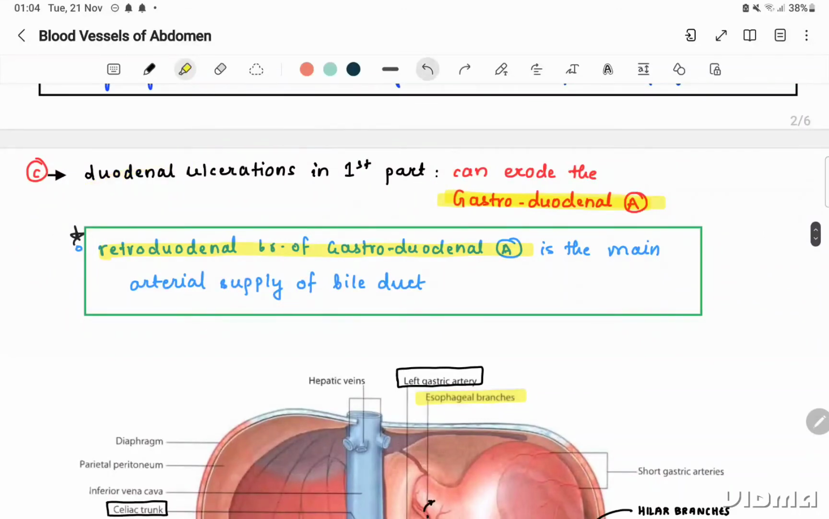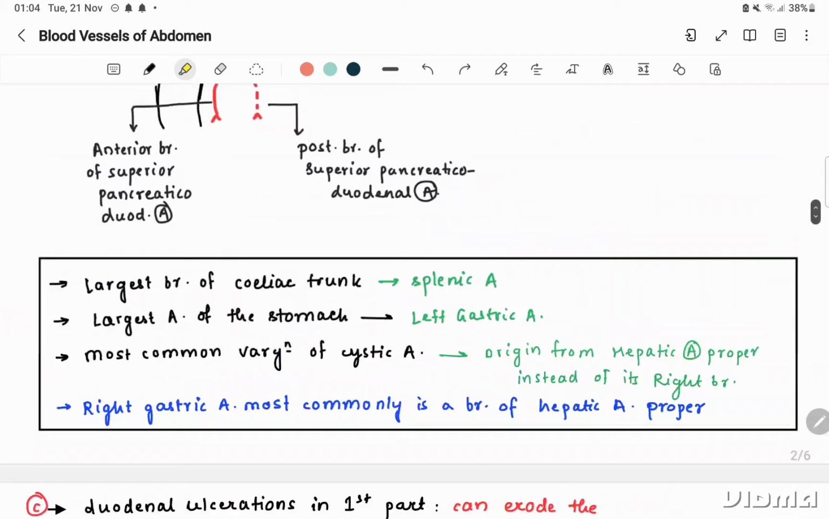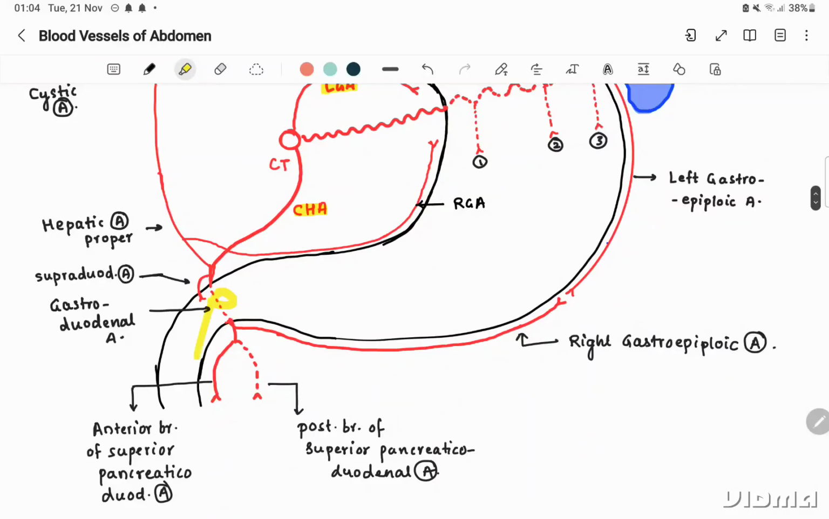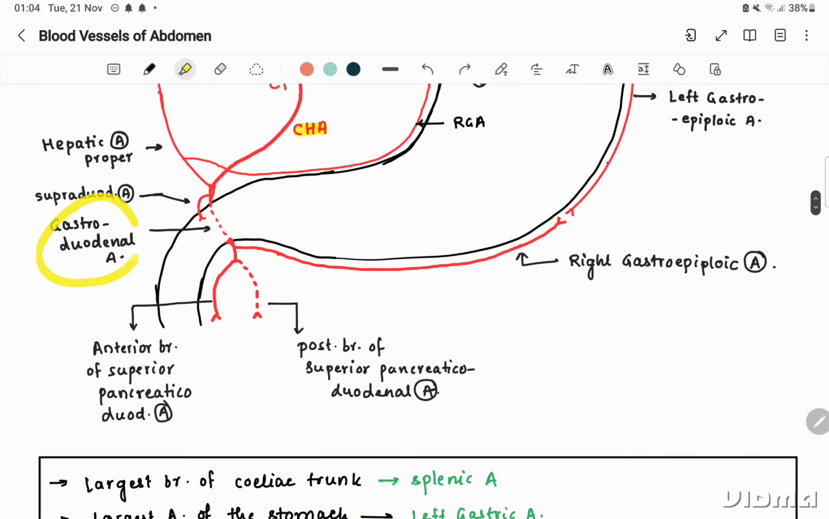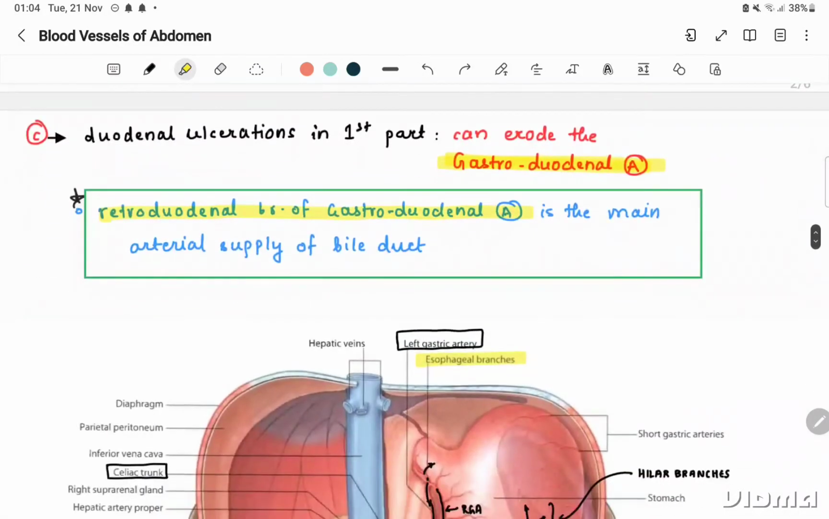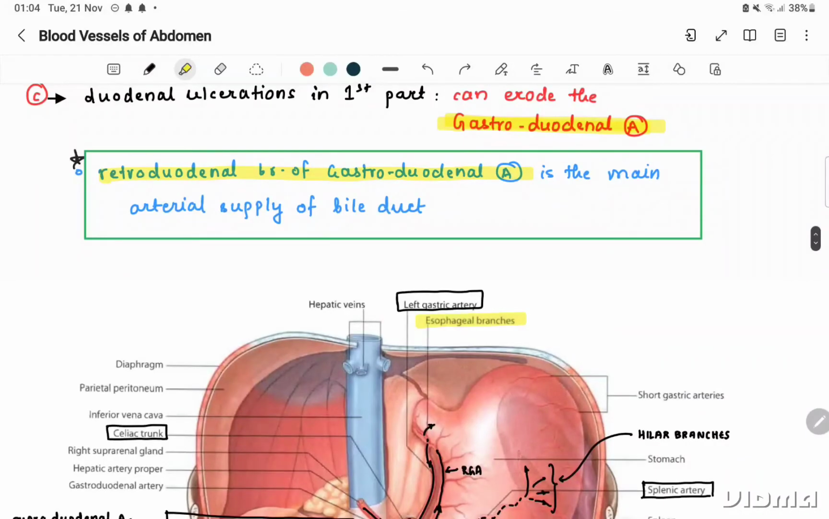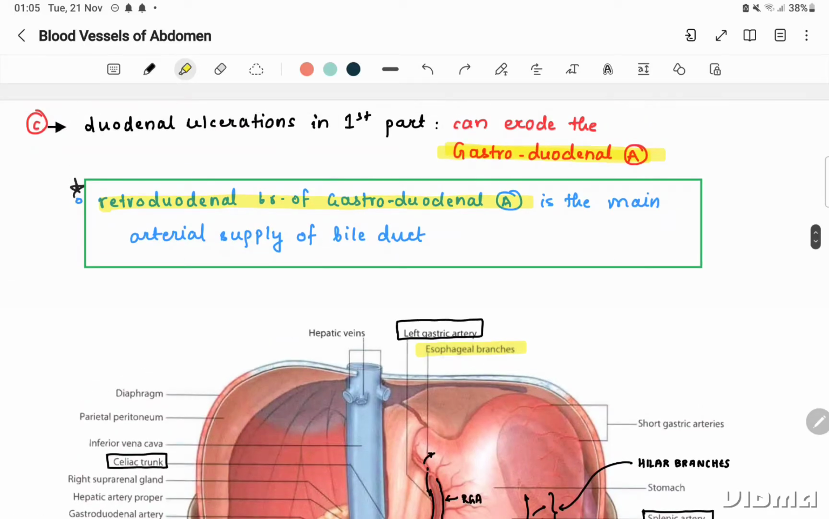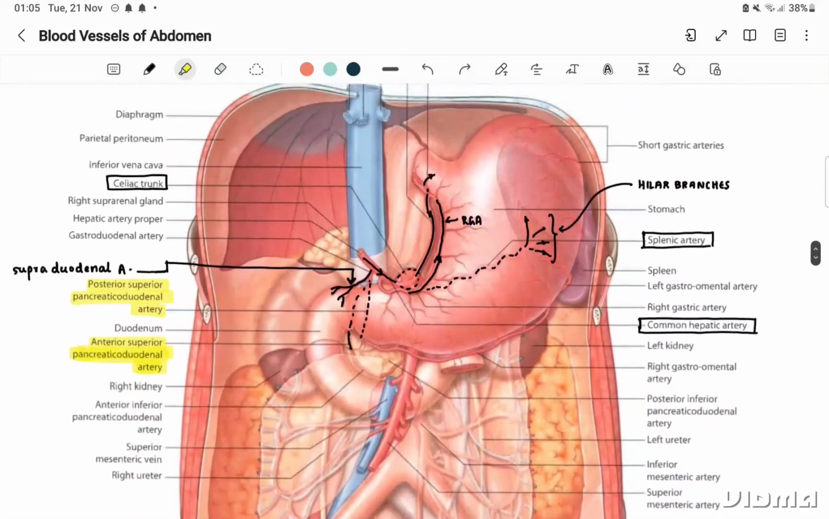Duodenal ulcerations in the first part can erode the gastroduodenal artery. If there is ulceration of the first part of the duodenum, it can erode your gastroduodenal artery. This is clinical. The retroduodenal branch of the gastroduodenal artery is the main arterial supply of the bile duct.